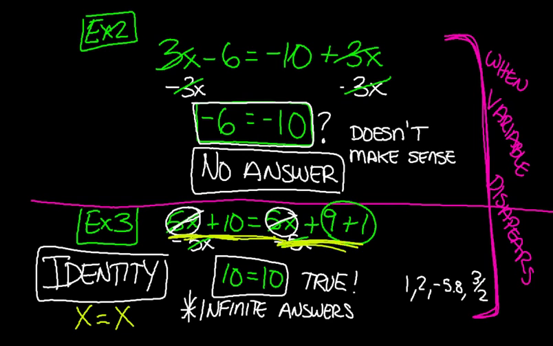And you're either left with mumbo jumbo, which means there's no answer, or you're left with a true statement, which means there's an infinite number of answers. Okay. Sometimes it happens. Most of the time, it's the other stuff from the first example.